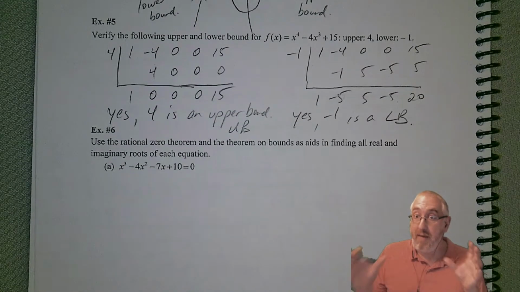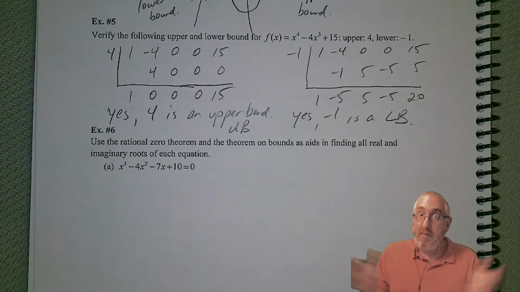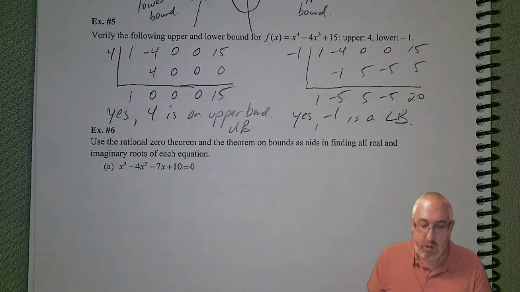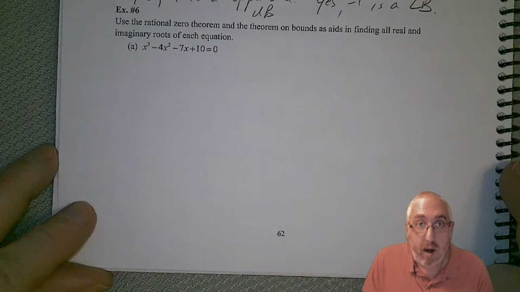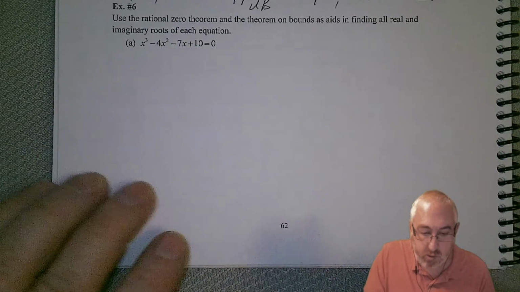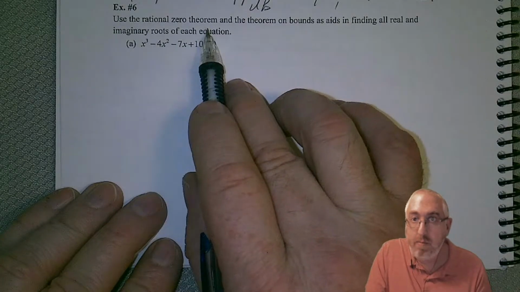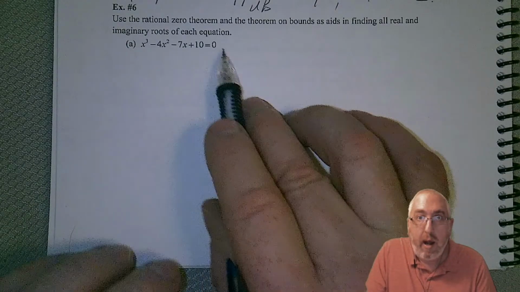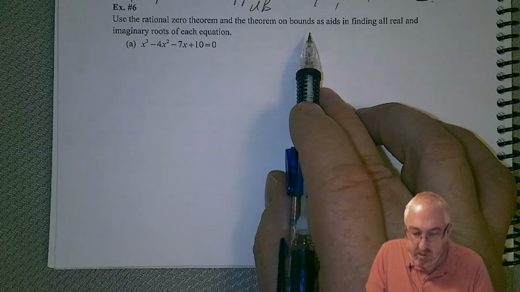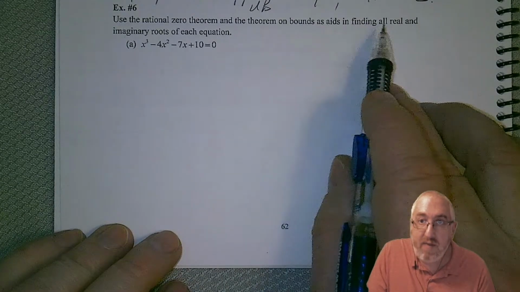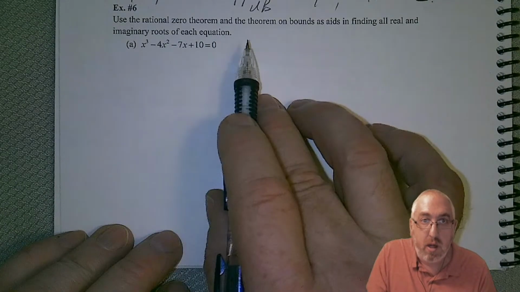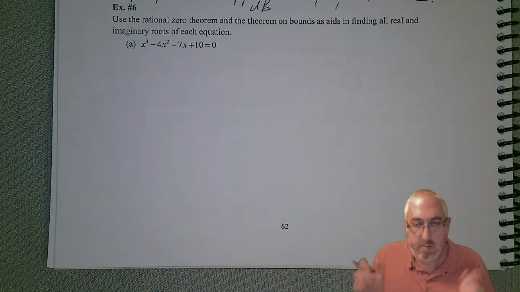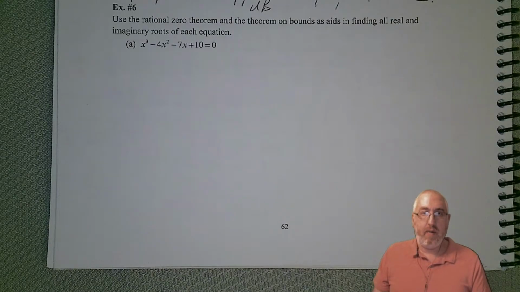All right, so again, very nice way to help eliminate some values, but let's put it to use in our next example. So this one says to use the rational zero theorem, so P's and Q's, and the theorem on bounds, which we just saw, as aids in finding all real and imaginary roots of each equation. Again, roots, zeros, same thing. Don't think it's something different.